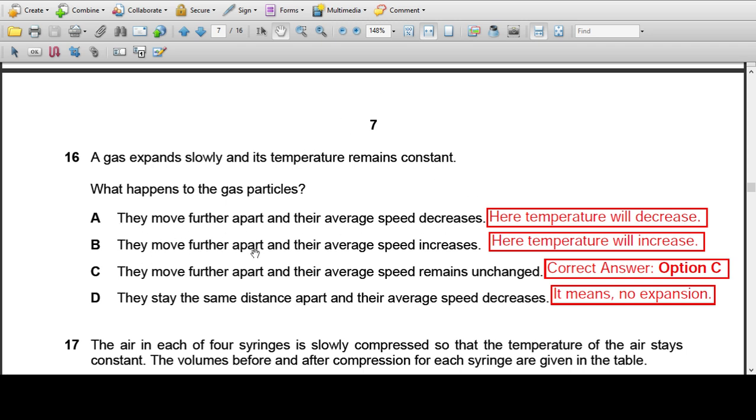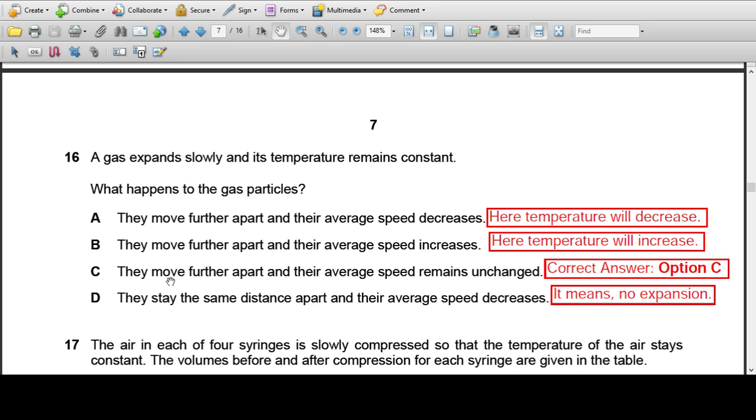They move further apart and their average speed increases. If average speed increases, the temperature will rise. So this option is again incorrect. They move further apart and their average speed remains unchanged. So when they expand, the molecules have more distance and their average speed remains unchanged. Speed remains constant means temperature is constant. So option C is correct.